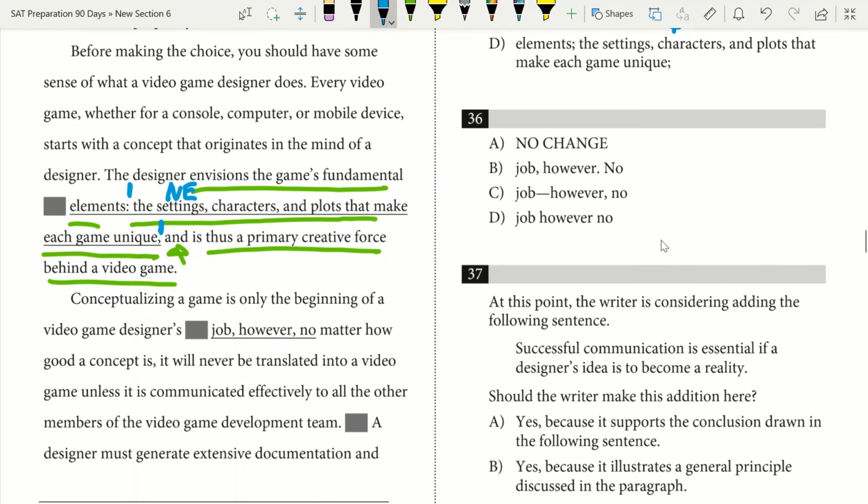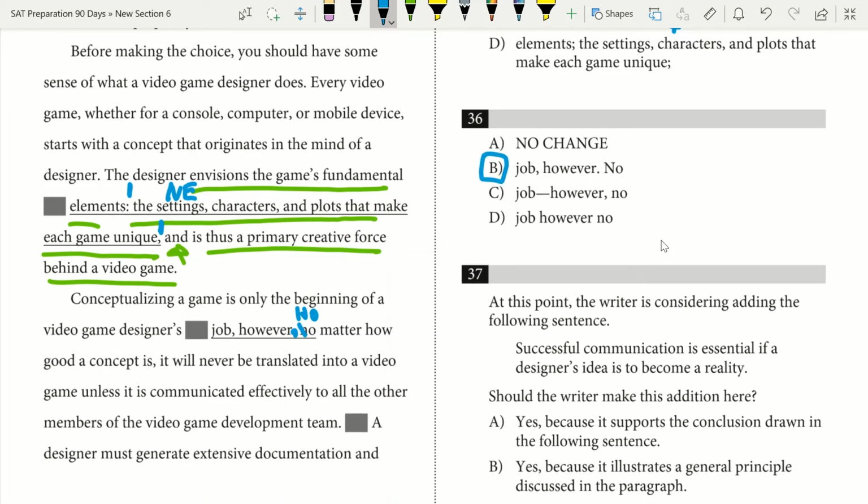Now we got 36. So we have "conceptualizing a game is only the beginning of a video game designer's job, however." Okay, that's a sentence on its own. So we want to have a period there. And then we have to capitalize the word "now." Okay, so we find our answer that has that. We see that that's going to be B, so B would be our correct answer for 36.